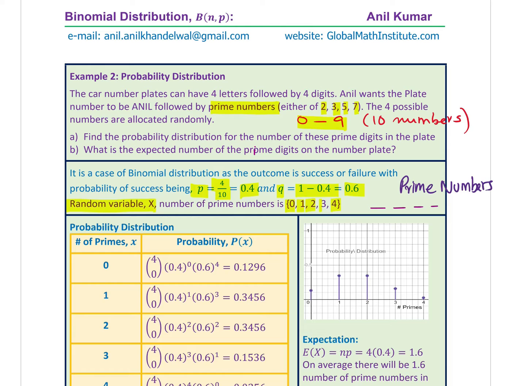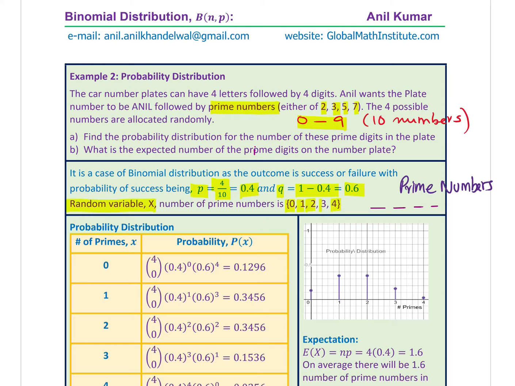So when Anil is allocated a number plate, the four digits may or may not have a prime number. That's the whole idea. And we want to know how many of them are prime numbers. That is what we're looking for, correct? It could be zero prime numbers, or one, up to four. So that's the whole idea.